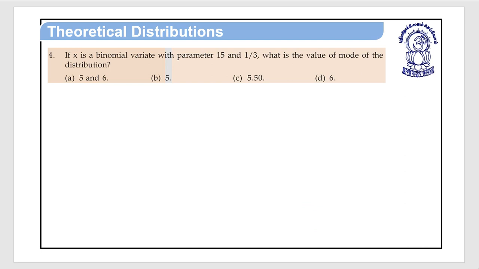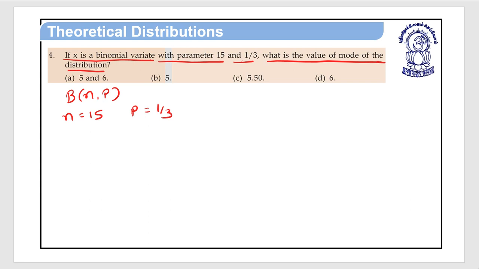Next question. Question number 4. If x is a binomial variate with parameters 15 and 1 by 3, what is the value of the mode of the distribution? If x is a binomial variate (n, p), n is equal to 15, p is equal to 1 by 3. What is the value of the mode of the distribution?